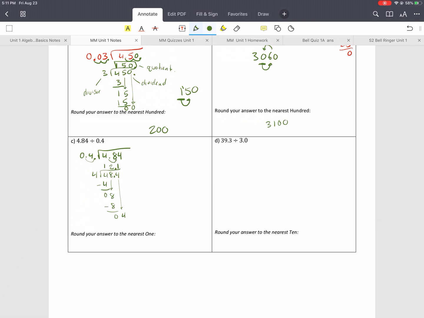And then here again for D, I'm just going to do it on my calculator, 39.3 divided by 3.0, and that would give us 13.1. Round to the tens place. We look to the, or sorry, that's the ones place. Our tens place. Look to the right, it's less than 5, so we leave it as 10.